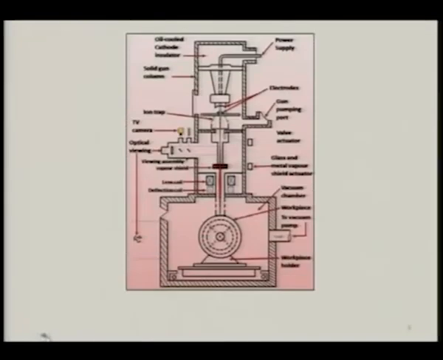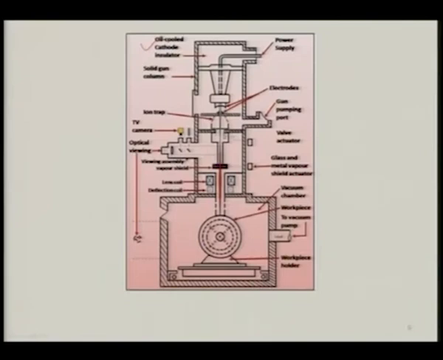Some more details you can see in this particular figure. It is just a detailed drawing of the same thing which I have just mentioned to you through the schematic diagram. Now another point which you can see here is the oil cooled cathode insulator, because temperature is very high. So to safeguard the various devices, you have the cooling of the system over there where the cathode grid is. So oil cooling can be used for that particular purpose.